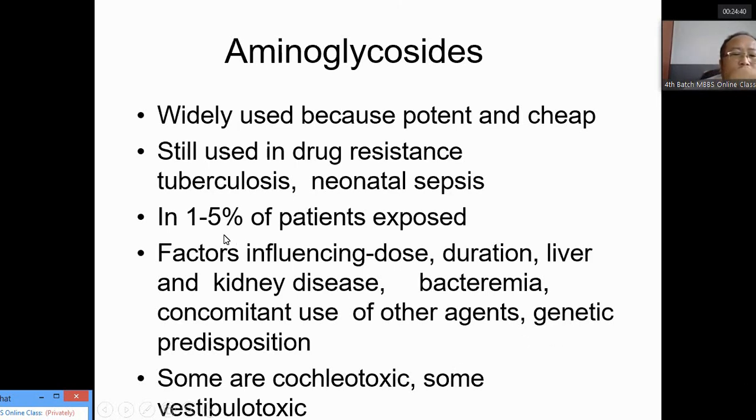But not all the patients that are injected have ototoxicity, which depends on dose, duration, and other comorbid conditions that might have an effect on further damage of the inner ear.